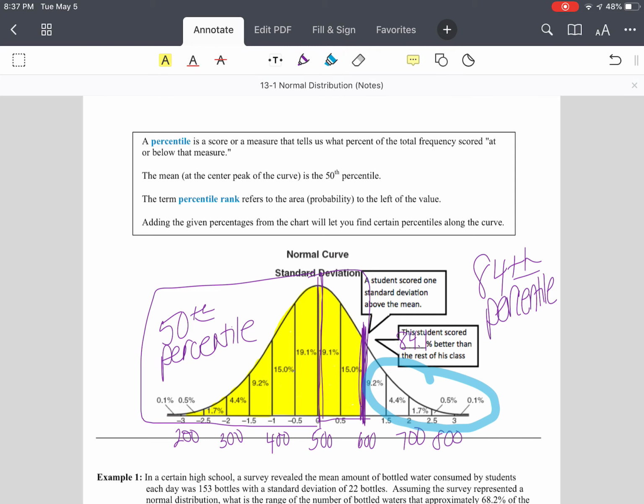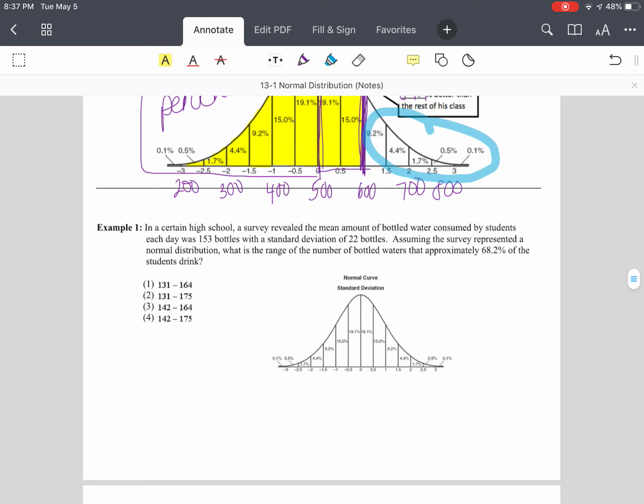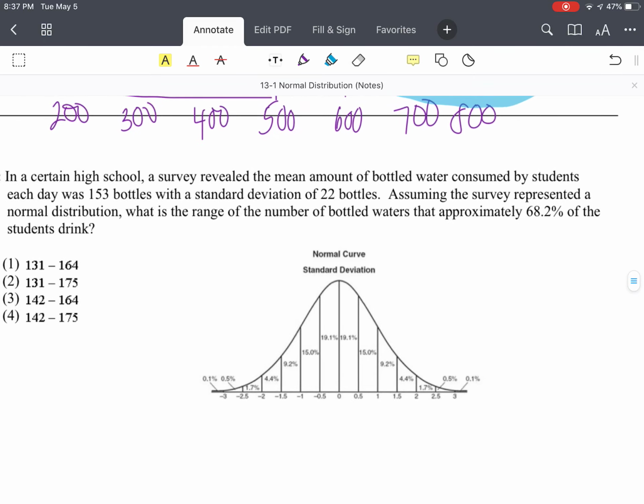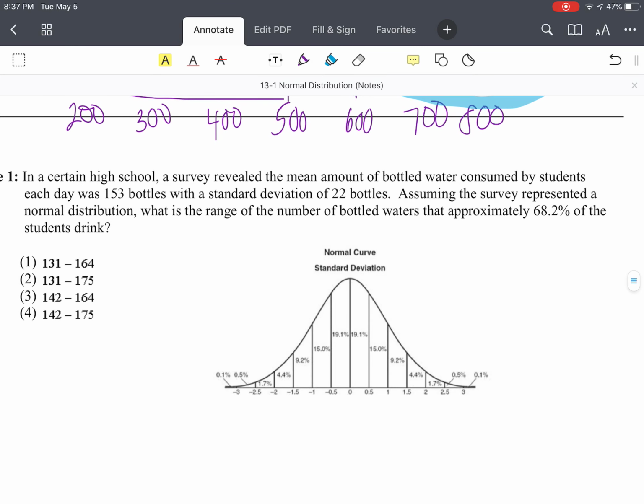All right, let's take a look at some examples. So example number 1 says, in a certain high school, a survey revealed the mean amount of bottled water consumed by students each day was 153 bottles with a standard deviation of 22 bottles. Okay, so what I like to do is take the information that they give me and put it into my normal curve.